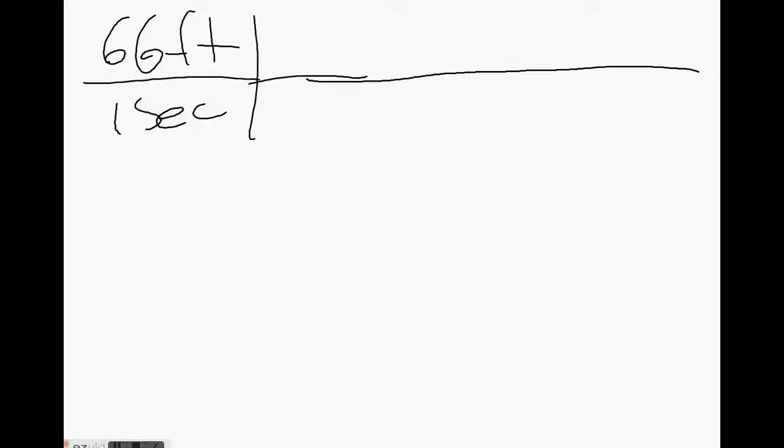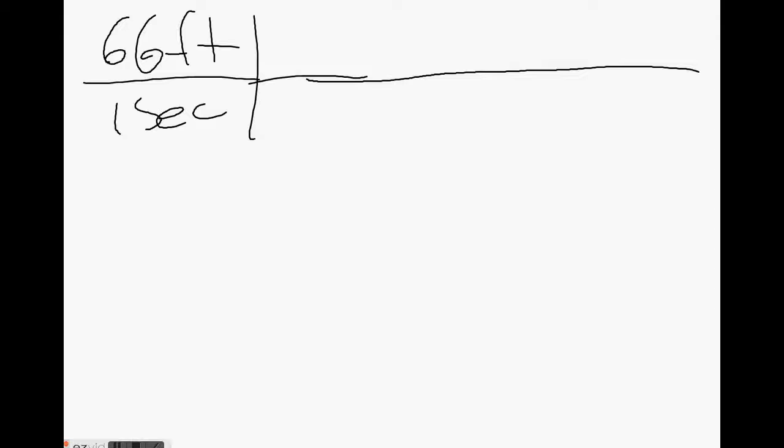Number 5 says convert 66 feet per second to miles per hour. I don't know why. Whatever. So we have 66, right? Per second. 1 second. And we're trying to change it to miles per hour.